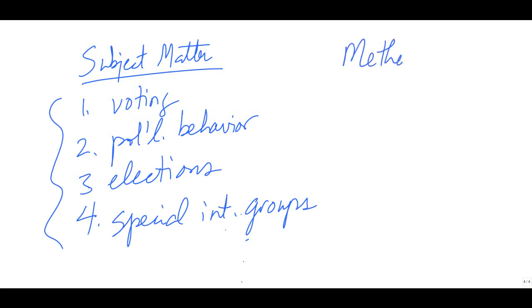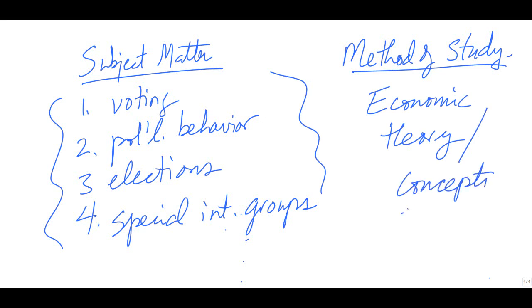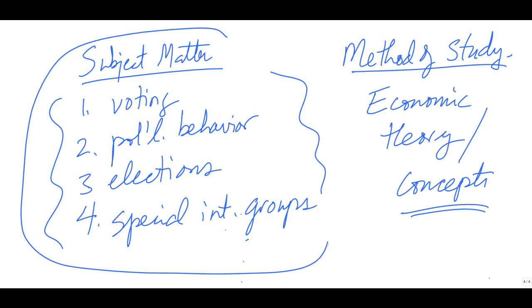the method of study is different here. The method of studying all of these is economic theory, and especially microeconomic theory and concepts. So the subject matter of public choice is really the subject matter of political science, but the method of study, how those topics are studied, analyzed, etc., comes right out of economics or economic theory.